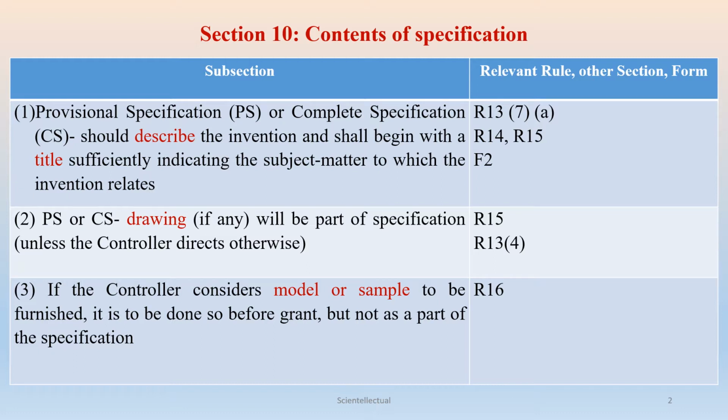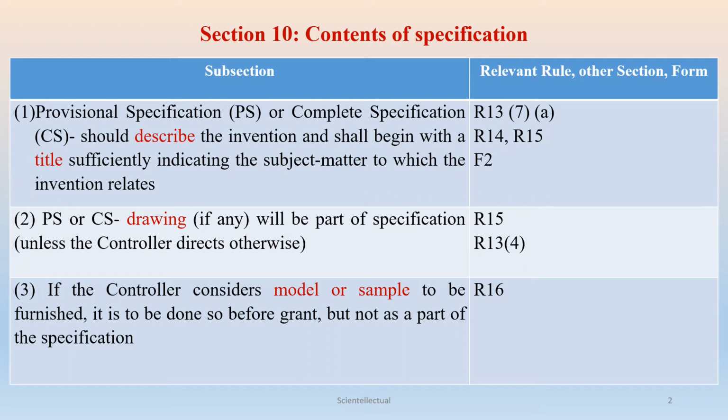Subsection 2. A provisional or complete specification may contain drawings, and if it contains any drawing, it will be part of the specification unless the controller directs otherwise. The relevant rules for drawing representation are Rule 15 and Rule 13(4).